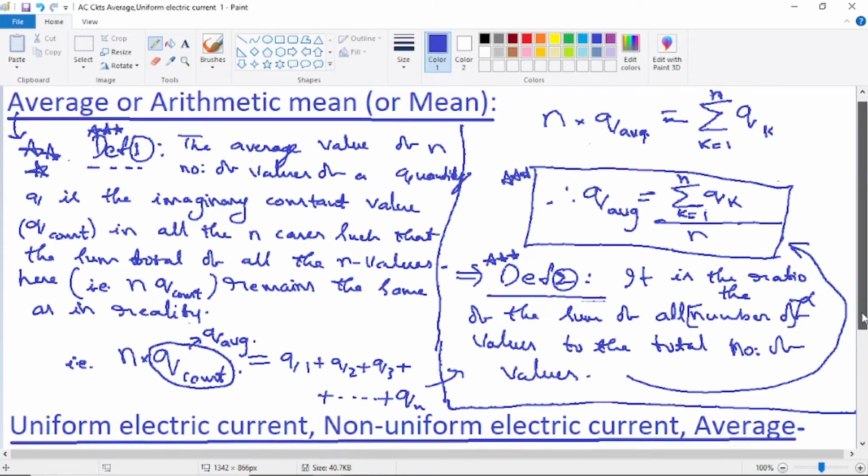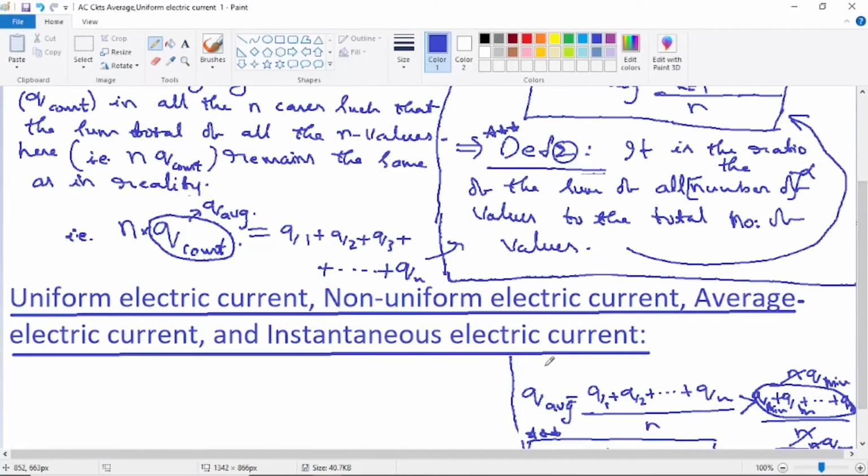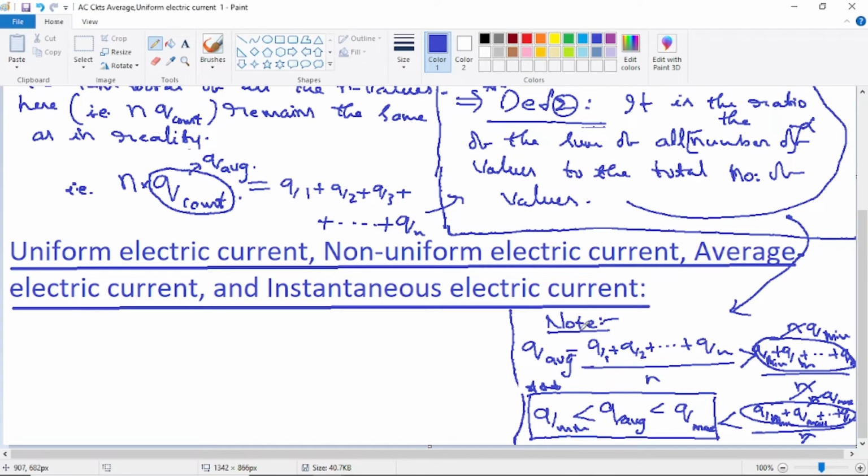So next, a very important thing, note. This is a note point, a very powerful note point. Just see here, a very simple note point. This immediately follows from the second definition. This should be taken not in the rough column but as a continuation. So note, Q average is equal to Q1 plus Q2 and so on.